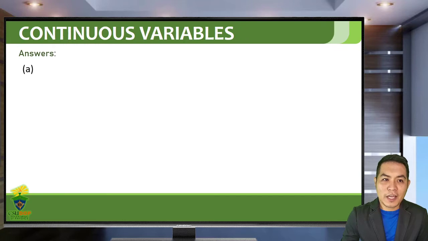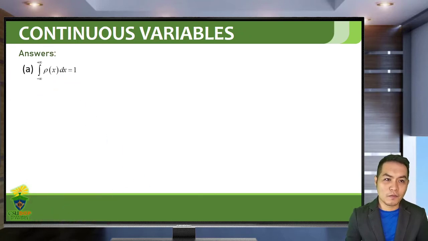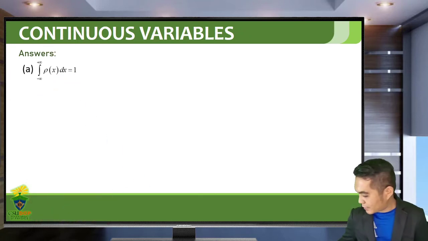So for letter A, you are asked to find the constant A. And we actually call that constant A the normalization constant. In order to solve that, we use the normalization condition, the integral of rho of x dx.